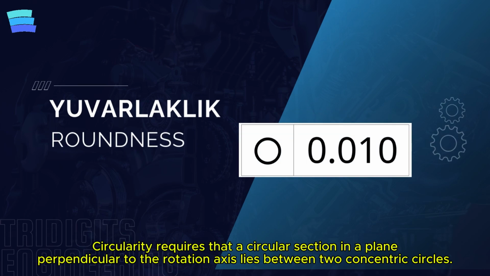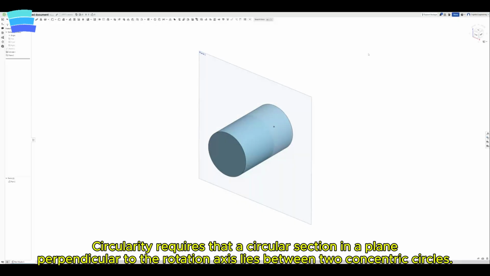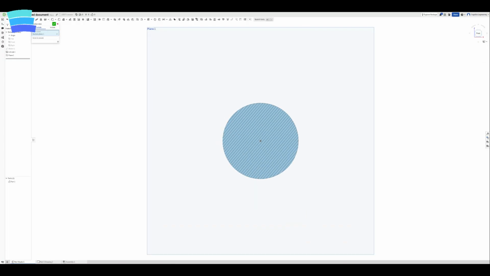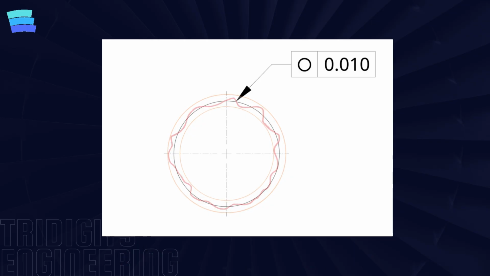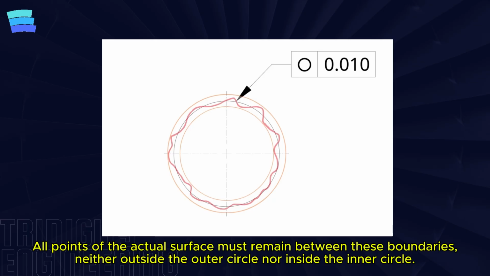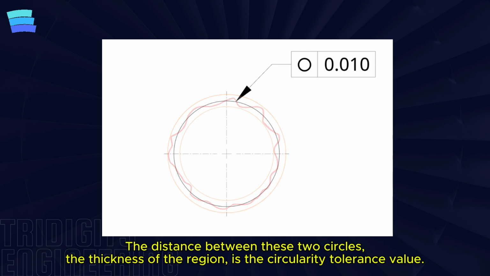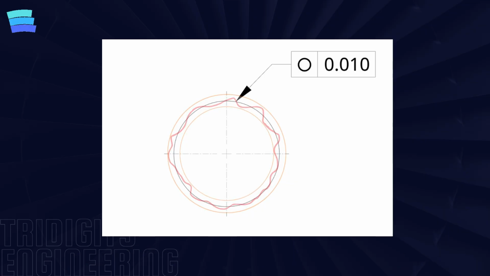Circularity is the requirement that a circular section of a part, taken in a plane perpendicular to the axis of rotation, must lie between two concentric circles. These two circles are the inner circle, the minimum boundary, and the outer circle, the maximum boundary. All points of the actual surface must remain between these two boundaries. They can neither go outside the outer circle nor inside the inner circle. The distance between these two circles, that is, the thickness of this region, is the circularity tolerance value.